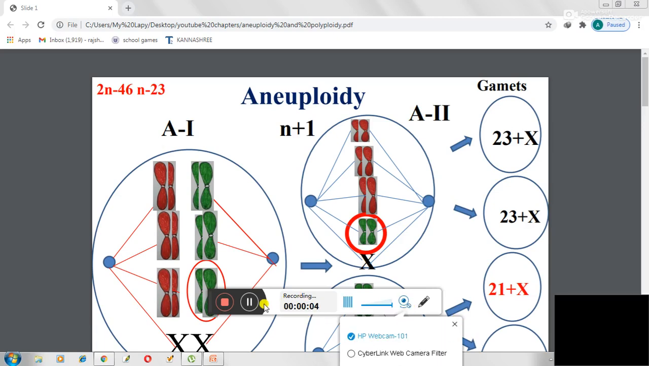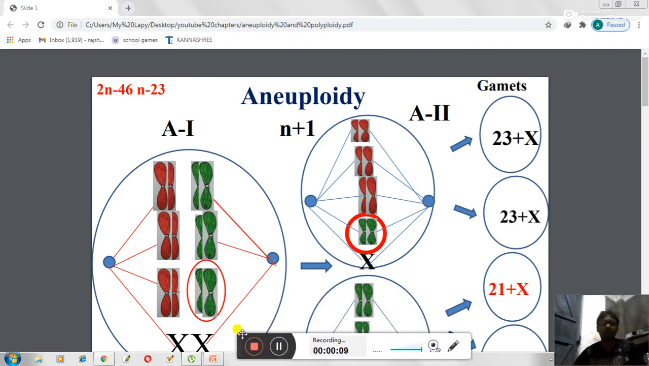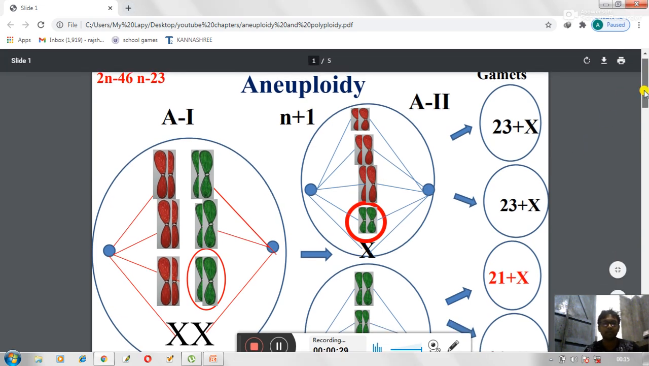Today we are going to deliver a brief lecture on aneuploidy and related genetic disorders. What actually is aneuploidy, and why does aneuploidy cause dangerous genetic disorders? What are the different genetic disorders developed as a result of aneuploidy? So today we shall discuss aneuploidy and related genetic disorders.